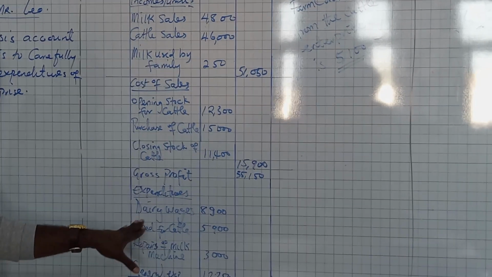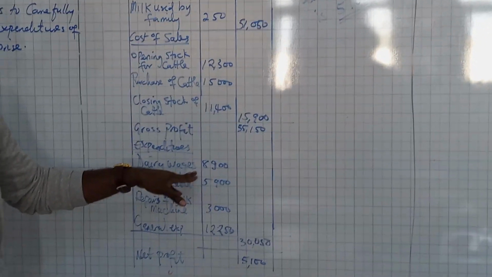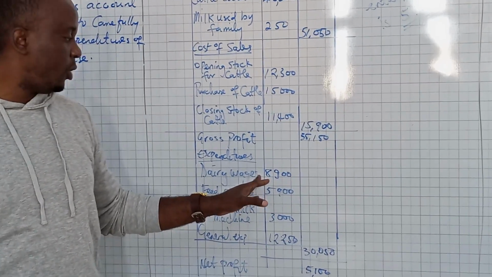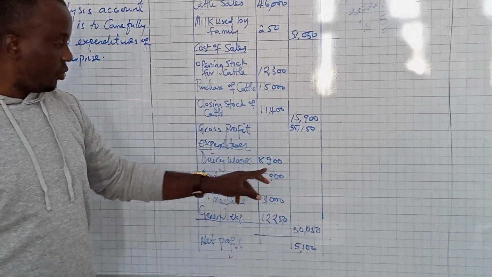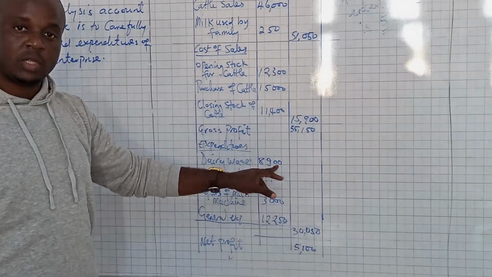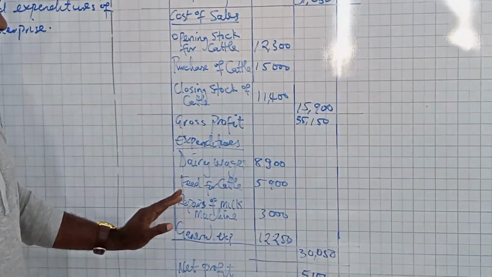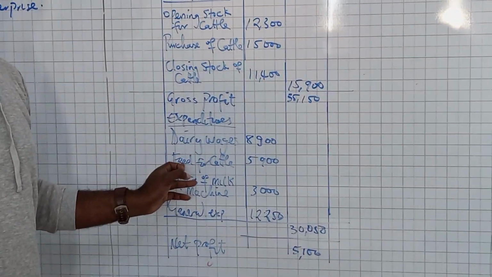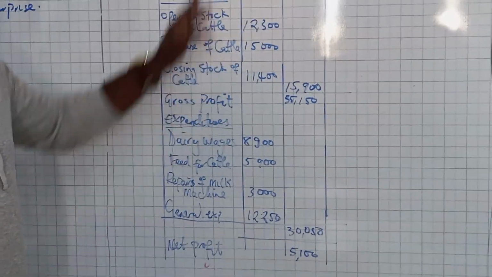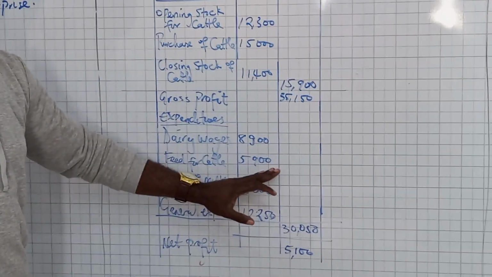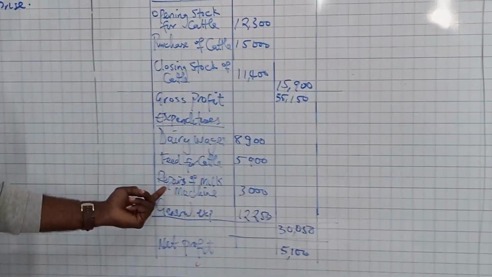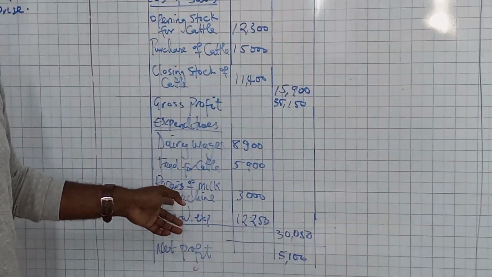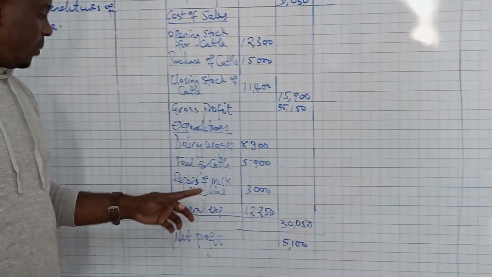What do we do? We put expenditures. Daily wages, it means wages to workers who participate in the milk production. So the daily wages is 8,900. Then the feed for cattle, of course, this must be in the expenditure because the cattle must eat. Then that year, they bought feed for cattle for 5,900. Then the repairs for the milk machine, of course, it was a time, maybe in June, maybe in July within the year, that they had to repair the machines for the milk.